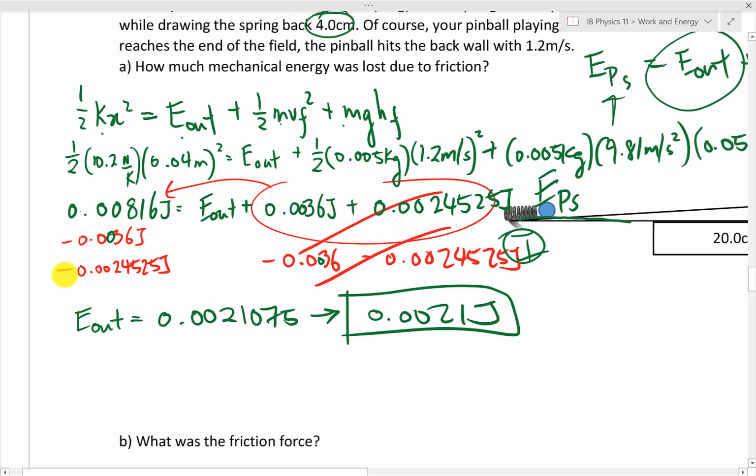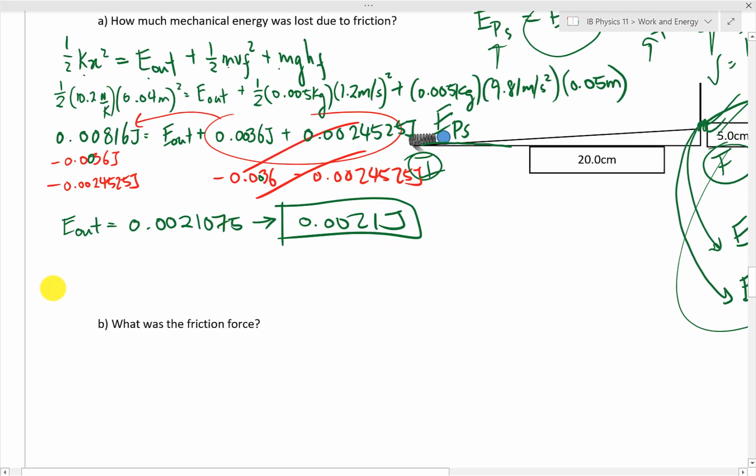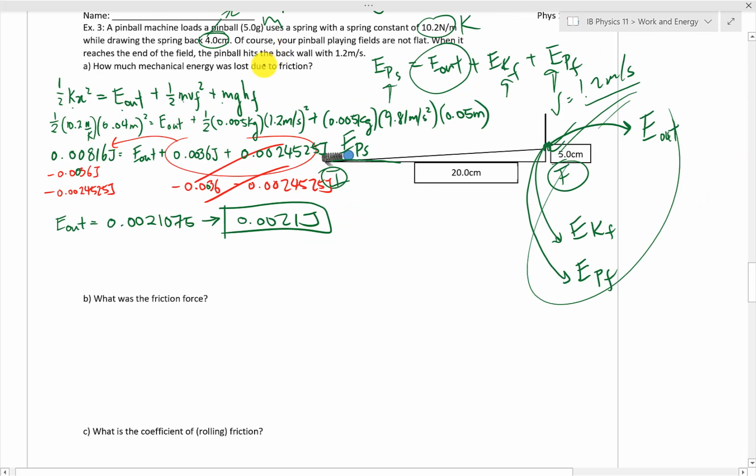So here we have, then, part B: what is the friction force? Okay, this amount of energy lost, if it's due to friction, that means the friction force was doing work on our system by taking away that energy. And we know that the work done on a system is work equals force times displacement, s. We need to find the force. We have the work done, which is this amount of energy that's being lost to our system.